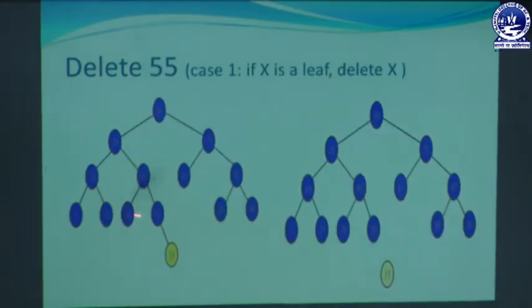So, consider this is our AVL tree, and you can calculate the balance factor of every node present in it. Suppose we want to execute case 1, if x is a leaf node. Let us consider this is our node, 55, and when I want to delete 55, this is a leaf node, so we can simply remove it from the tree without affecting any other node in this AVL tree.